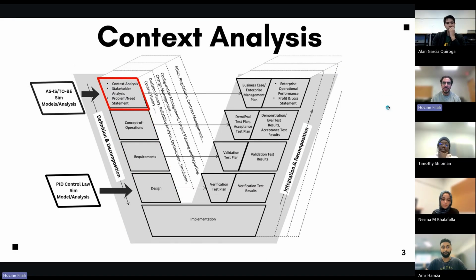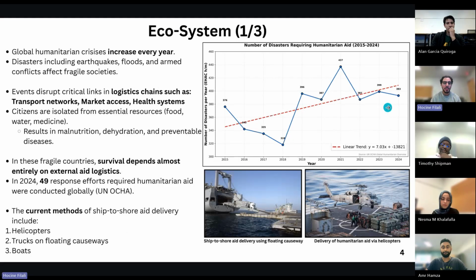And we're going to start with the context analysis. So global humanitarian crises are increasing every year, and as a result, citizens become isolated from essential resources such as food, water, and medicine. When these disasters occur in coastal areas, cargo ships carrying humanitarian aid may not be able to dock due to piers or ports becoming inaccessible or destroyed. As a result, they must anchor themselves several miles off the shore of the disaster zone and rely on intermediate transport methods such as helicopters, trucks on floating causeways, and boats to close that several-mile gap between ship and shore.